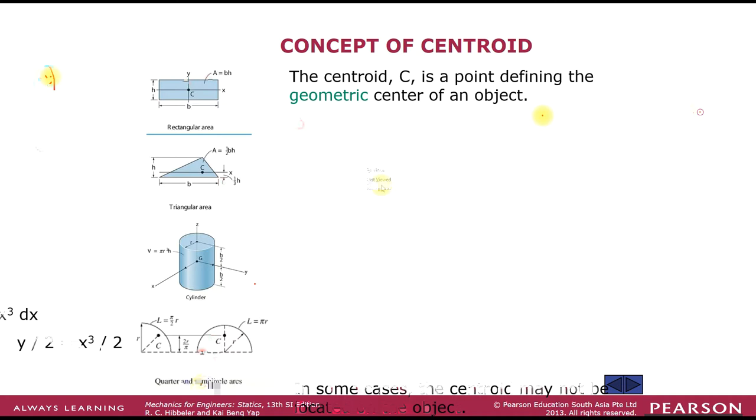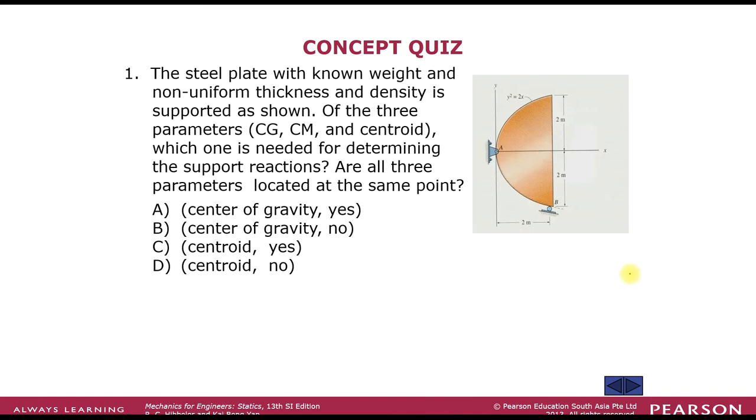Okay, so moving on. Now, if you have a steel plate with known weight and uniform thickness and density, supported as shown. Of the three parameters, center of gravity, center of mass, and centroid, which one is needed for determining the support reactions? And are all three parameters located at the same point?